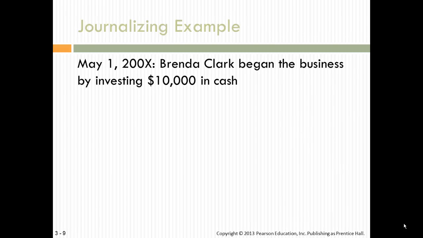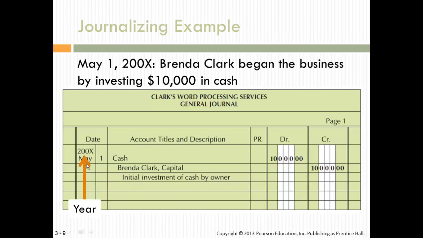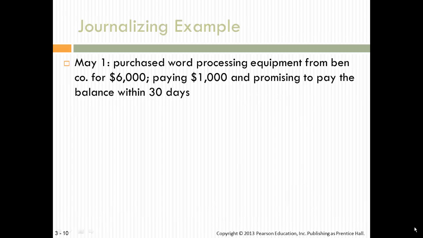So let's do a journal entry. Brenda Clark began the business by investing $10,000 in cash. So here you have your year. You debit the cash, you credit the investment into the capital account, and you have a description, a title, a debit, a credit, a page number, etc. This is the way a journal looks. Notice that there's the day, the amount debited, the amount credited, the explanation, etc.